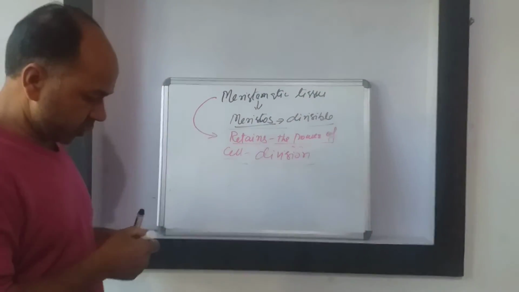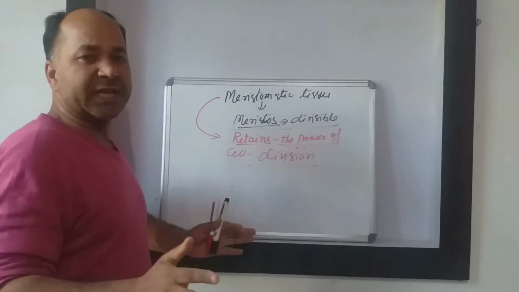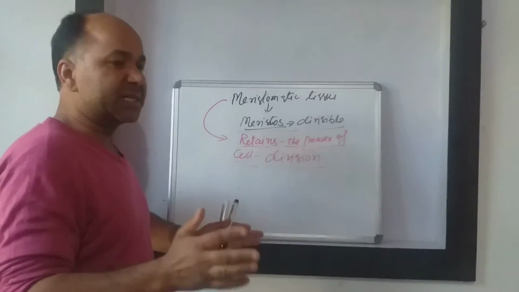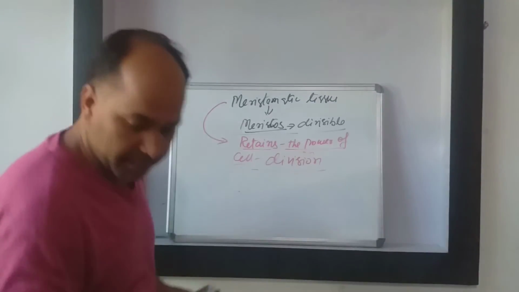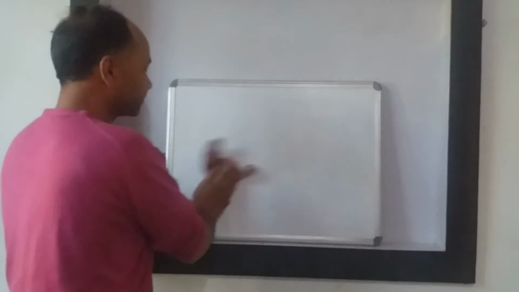This meristematic tissue contains the cells which are known as meristematic cells, and the characteristics of meristematic cells are as follows. Number one, I am going to discuss the characteristics of meristematic cells.